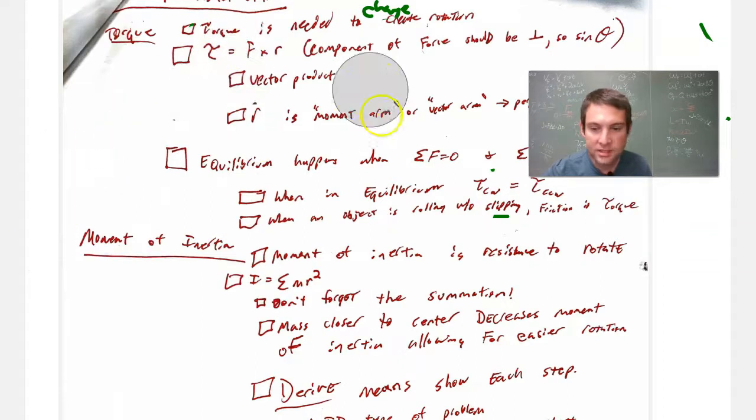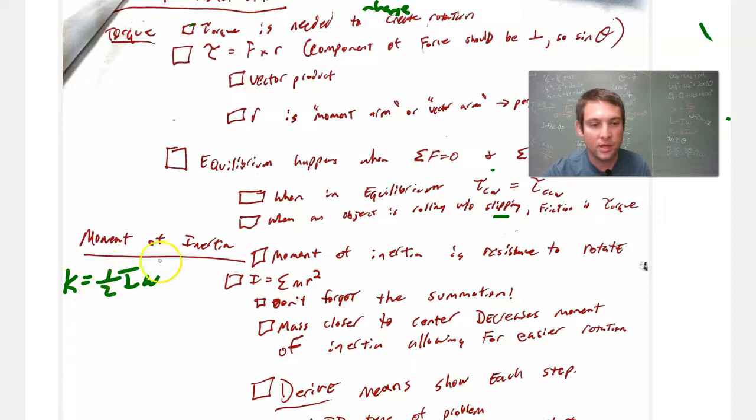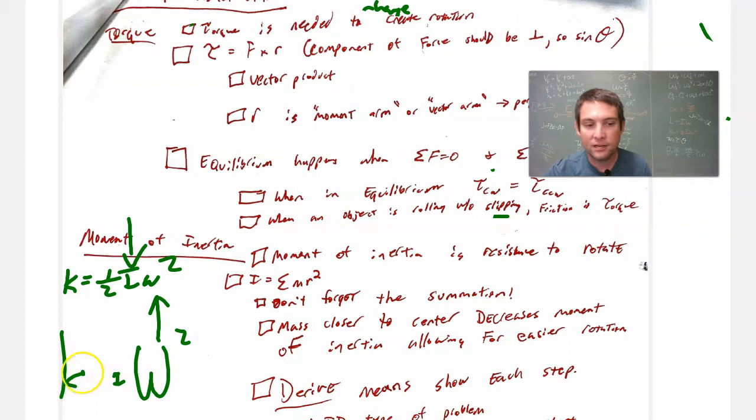Mass closer to the center decreases the moment of inertia, allowing for easier rotation. K equals 1/2 I omega squared. So if we make this smaller, that means your omega has to get a lot bigger to maintain the same amount of kinetic energy. If I'm spinning and I've got my arms out and then I bring them in, I'm going to spin faster. I won't demonstrate that because I think we've done that enough.